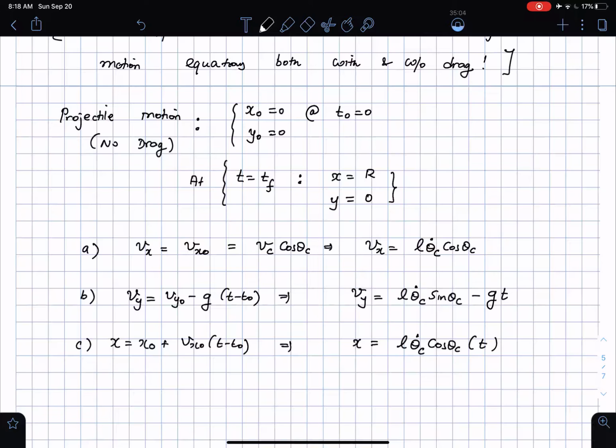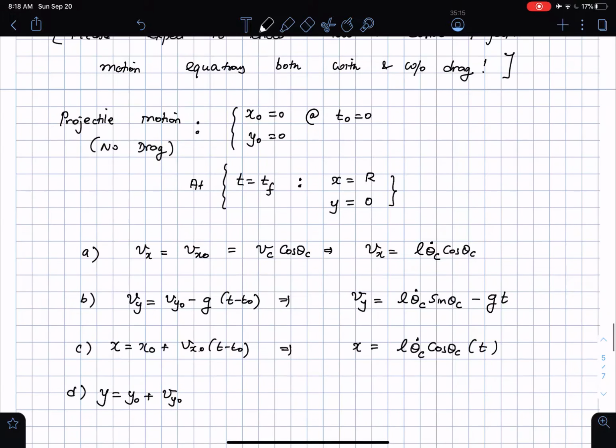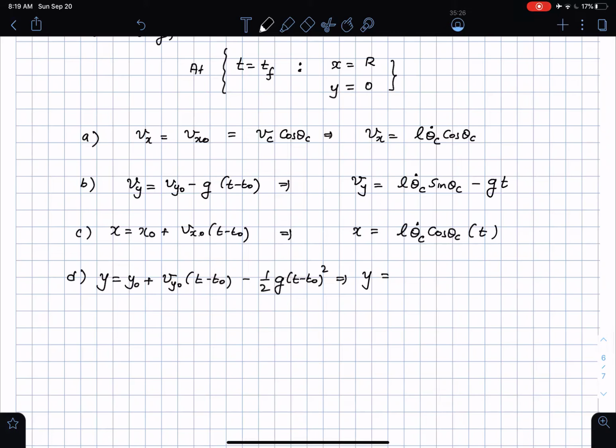Then lastly I'm going to have y is y naught plus vy naught t minus t naught minus half g times t minus t naught squared. This is supposed to be an x here, I'm sorry if that doesn't look like one. This is vx naught, vy naught. So y will become the following: L theta dot c sine theta c times t minus half g t squared.